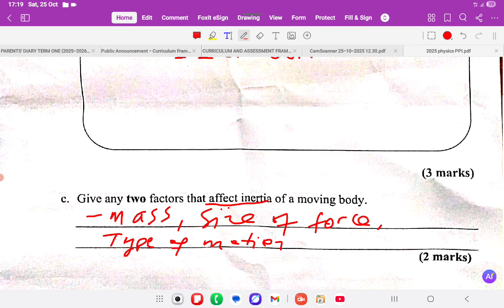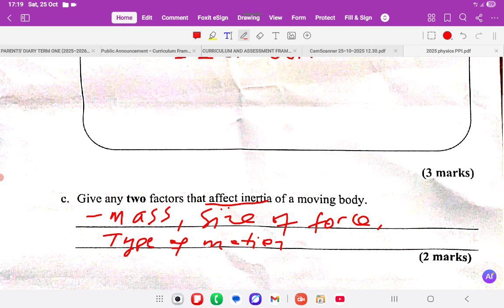Whether the body is at rest initially or the body is already in motion. So a body at rest resists change, resists being moved. That is explained in the laws of motion, Newton's first law. If a body is already moving, it resists changes in speed or direction.